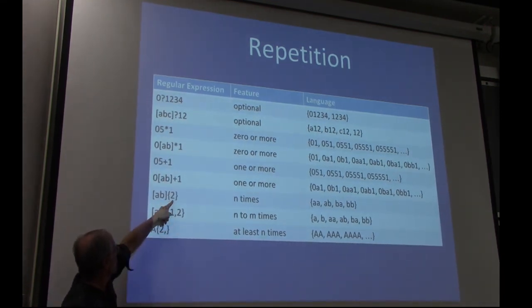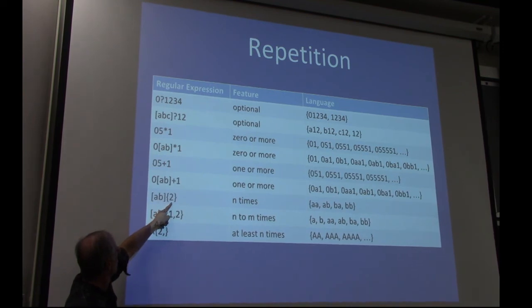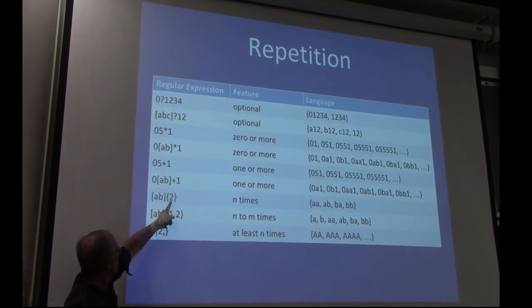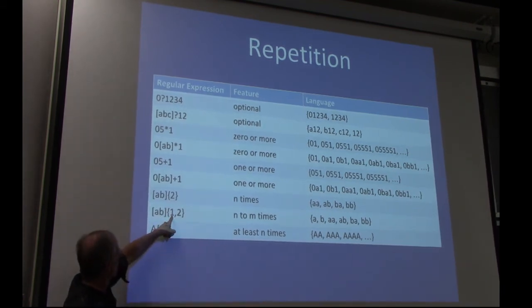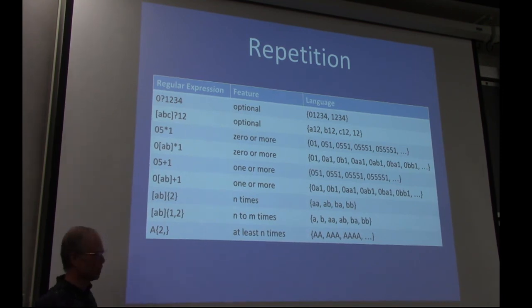And then there are things like this. This says exactly 2 occurrences of this. So A, B, B, B. This says between 1 and 2. This says 2 or more.